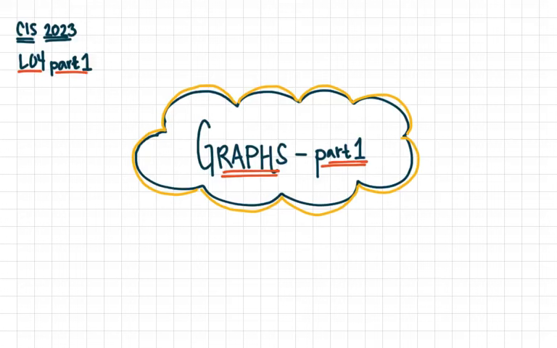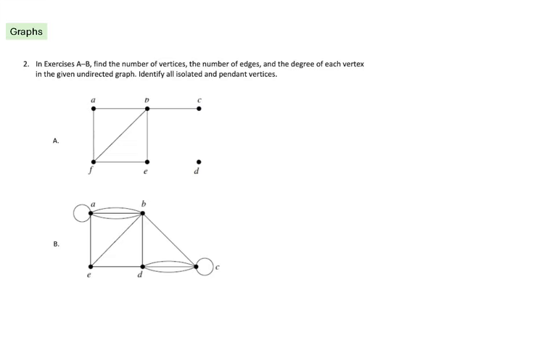Okay, this is a review video for graphs, graph theory, part 1. It's LO4 part 1. So when we talk about graphs, we talk about vertices and edges. Vertices are the nodes, these dots, and the edges are the lines of connection. And we use diagrams like this for any description of things that are being connected.